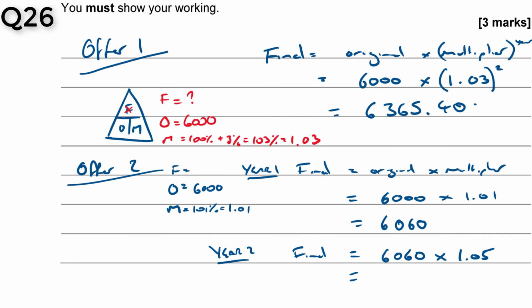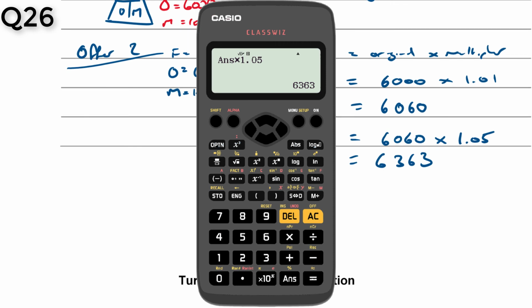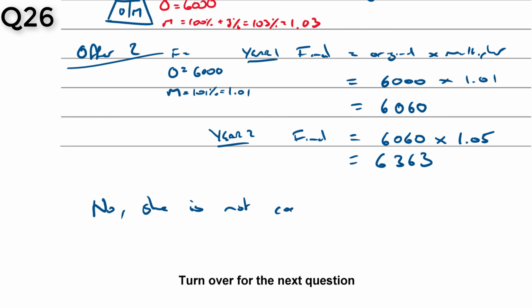So 6,060 times 1.05. So that actually comes out to 6,363. So it actually works out a little bit cheaper. So is she correct? No, she is not correct. I think we've done everything. We've got our 2 answers, haven't we? This is offer 1, and this is offer 2. We found both answers, and we're saying she's not correct.